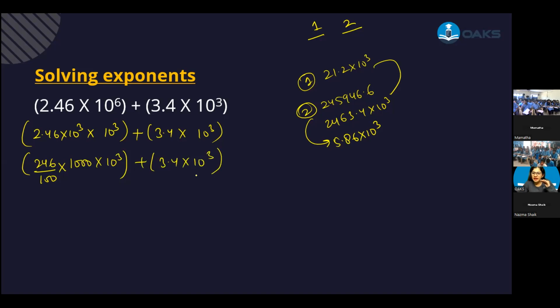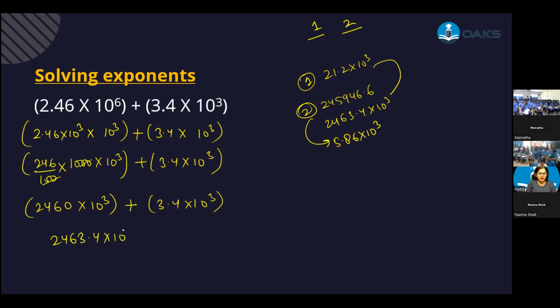Whosoever done any steps, kindly match with me. Kindly match the steps with me. If you found any mistake, kindly correct it, or you can ask it from me. So I can cancel two zeros like this. So what I am left with, 2460 into 10 raised to power 3, and addition with 3.4 into 10 raised to power 3. Is that correct, everybody? Am I doing right? Now I just need to add 3.4. So it is 2463.4 into 10 raised to power 3, right? So this is the correct answer, I'm guessing.